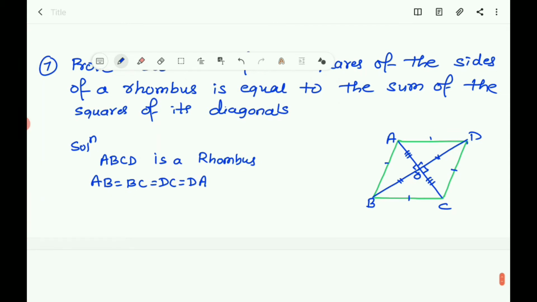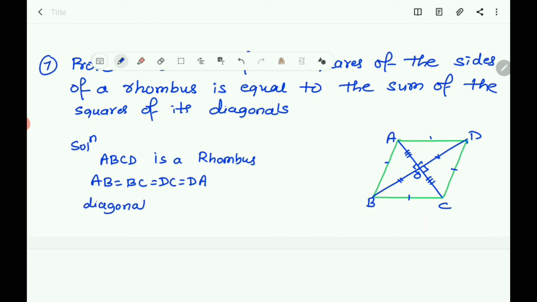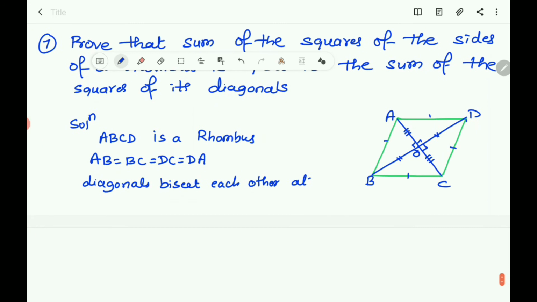And also the diagonals bisect each other at right angles. Both diagonals bisect each other at right angles.